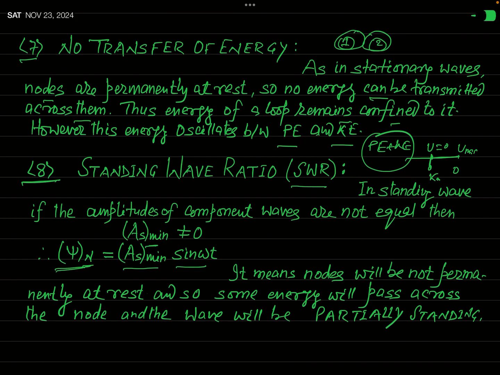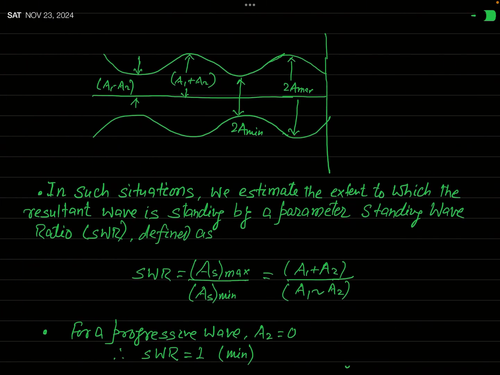But when the amplitudes of both superposing component waves are equal, then since A_S minimum is zero, that's why psi is zero. In the unequal case, at the nodal points the amplitude is not zero, so the displacement will not be zero, and therefore the particles at the nodes will not be permanently at rest. And if the particles at the nodes are not permanently at rest, there will be a transfer of energy from one loop to another in this case.